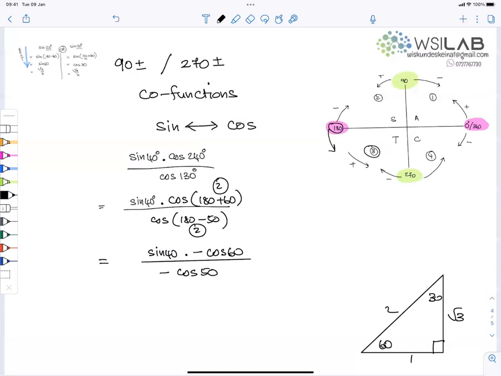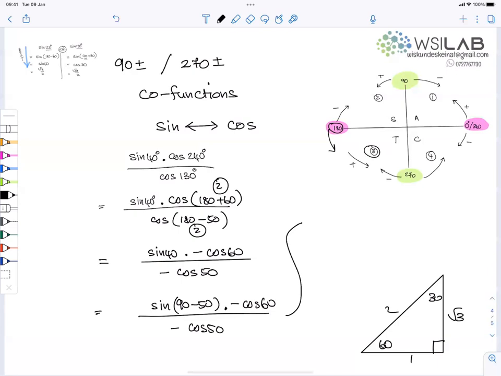Look at the following. I can change that sin 40 into sin of 90 minus 50. That's 40 degrees. And then at the bottom, I have negative cos 50. I'm just going to rewrite there. Then this is first quadrant. So everything is positive in the first quadrant. 90 minus acute angle is first quadrant.